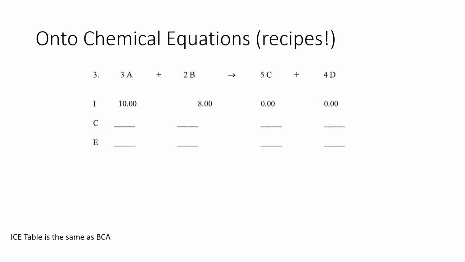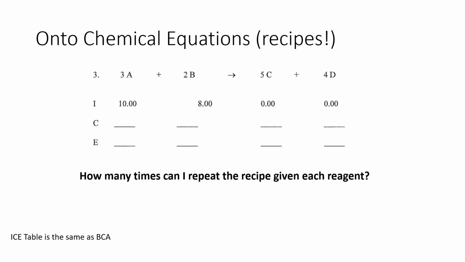So 3A combined with 2B should give you 5C and 4D, and you're given 10A as well as 8B. The question is now, how many times, again, can you repeat the recipe given each reagent? Again, limiting reagent question here. So for A it will be 3.33 times because you're given 10A, and 3A is needed per recipe. So 10 divided by 3, 3.33 times can be repeated if I have 10A.